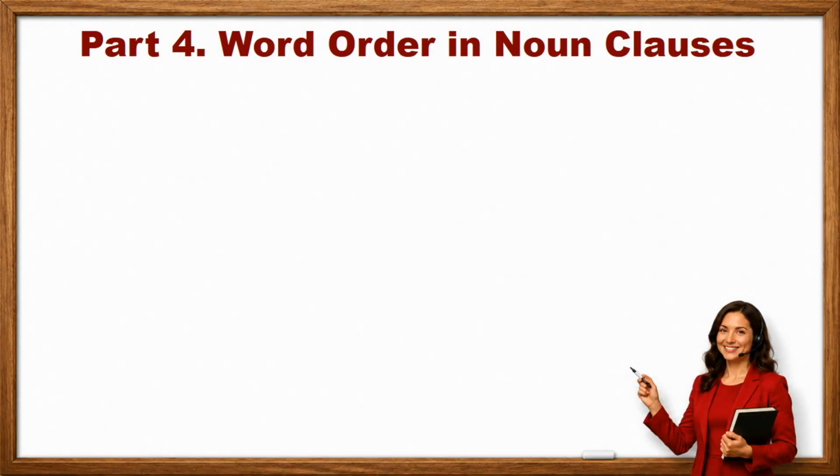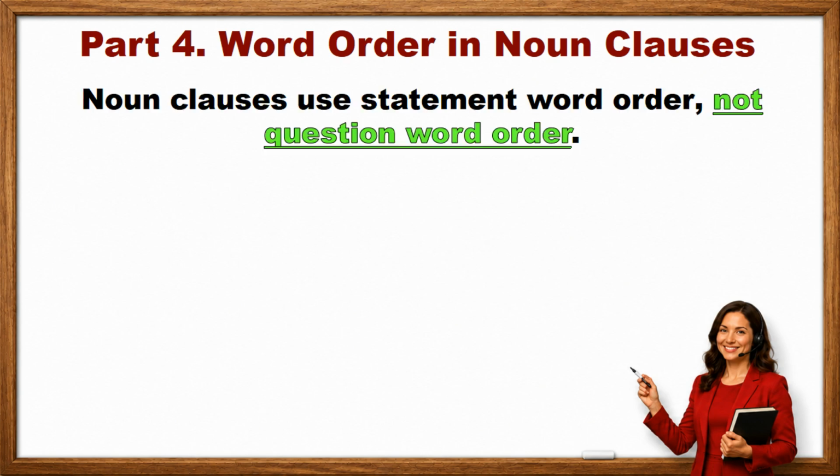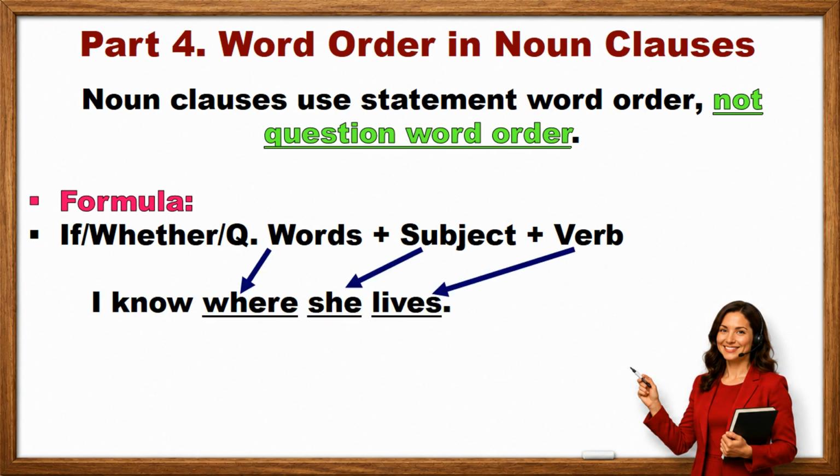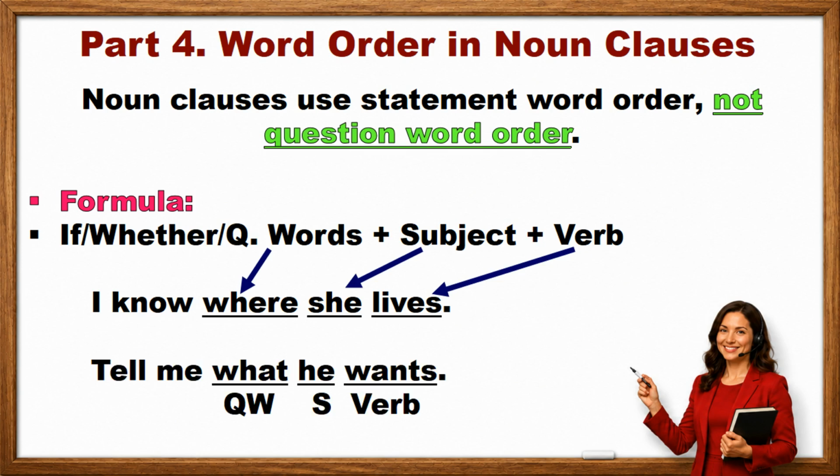Part 4. Word order in noun clauses. This is one of the most important grammar rules. Noun clauses use statement word order, not question word order. Formula: if, whether, or question words plus subject plus verb. Example: I know where she lives. Another example: tell me what he wants. Remember, inside a noun clause, subject comes before verb.